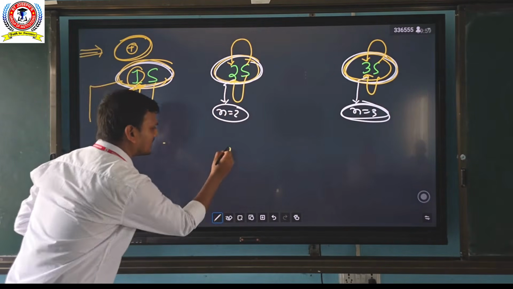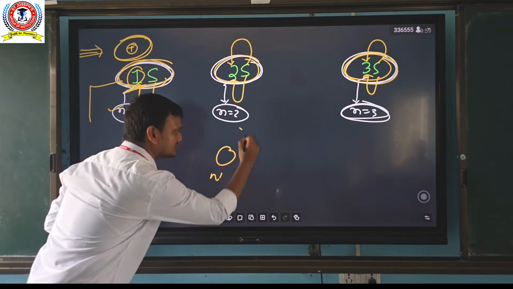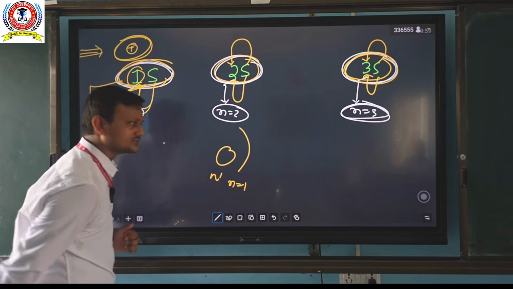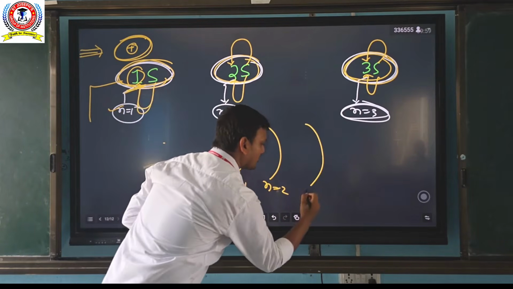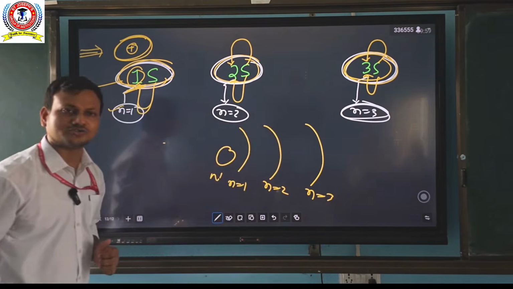Complete the information that this is your nucleus, this is your first cell. That means I write n is equal to 1. For the second cell, I write n is equal to 2. And for the third cell, I write n is equal to 3.